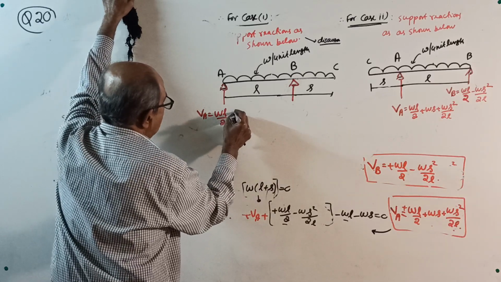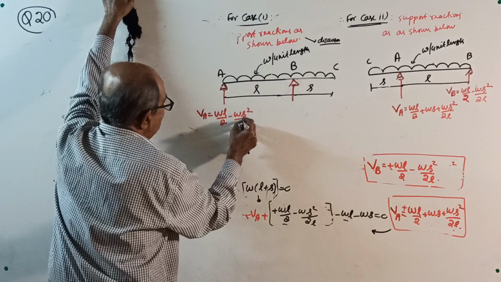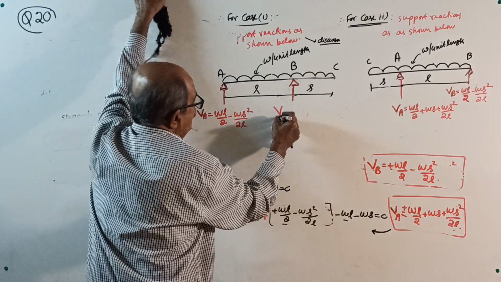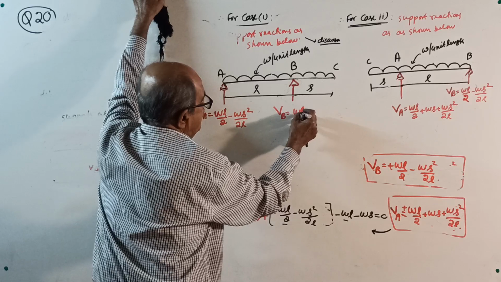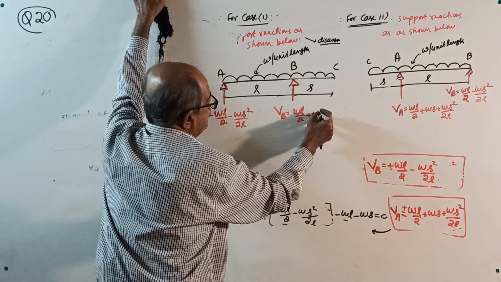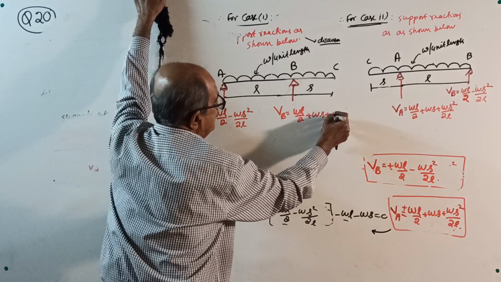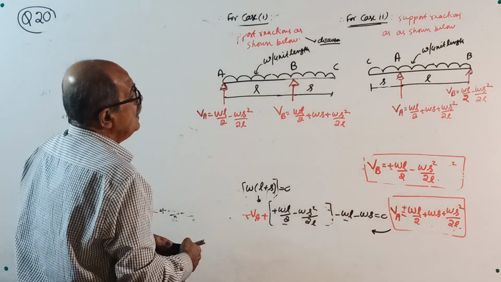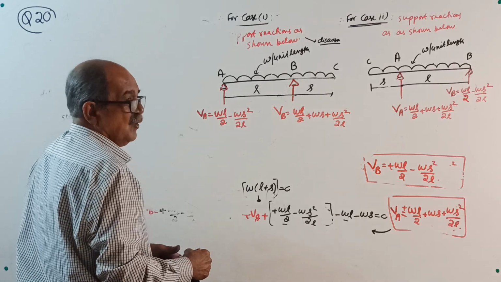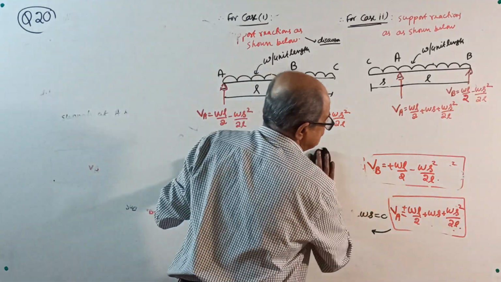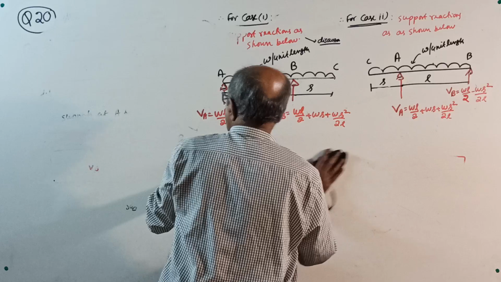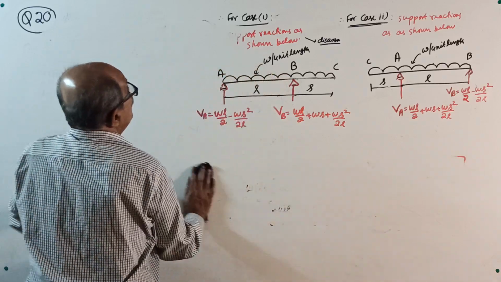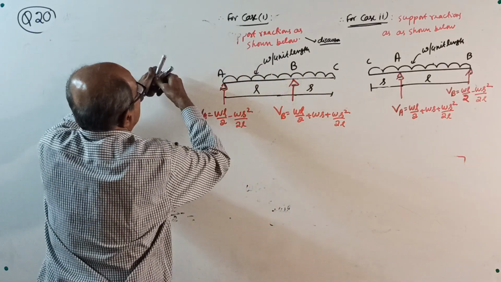VA equals WL by 2 minus WS square by 2L. VB equals WL by 2 plus WS plus WS square by 2L. Now I will tell you how I wrote this answer. These are all concepts. Those who want can understand. Otherwise, leave it.